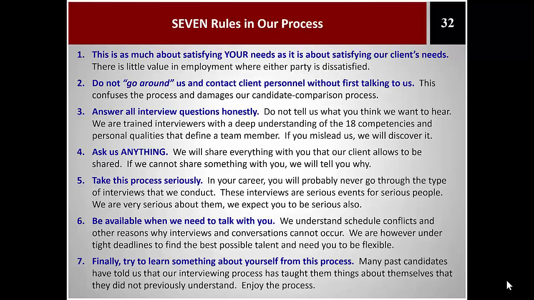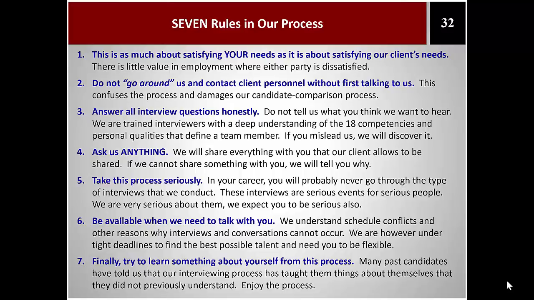Now, there are 7 rules in the process that you as a candidate need to understand. The first rule is this is as much about satisfying your needs as it is about satisfying our clients' needs. Feel free to put on the interviewer hat and interview us, and interview the client when you get to meet them, about their company as well. Feel free to wonder about why you should work for them, not just why they should hire you.